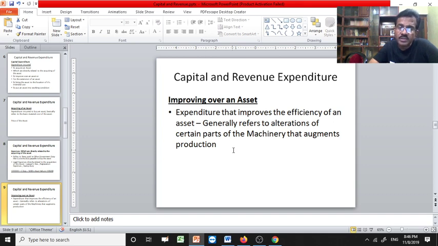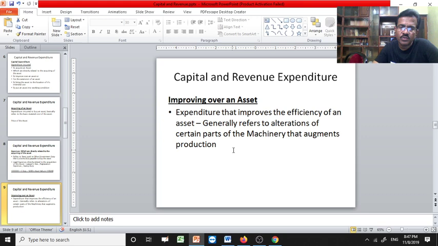Expenditure that improves the efficiency of an asset. You can sometimes make certain alterations to the machineries, and you can increase your production. One particular part that the machine works with can be altered or exchanged. You are not replacing the whole machine. Maybe one important part of the machine has got rusted or is not working properly, so you just come and replace it.